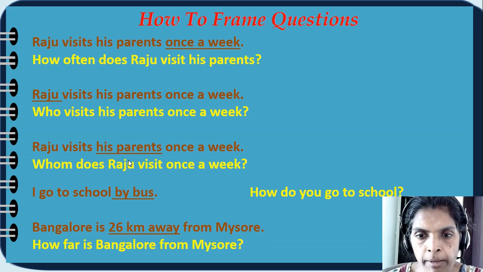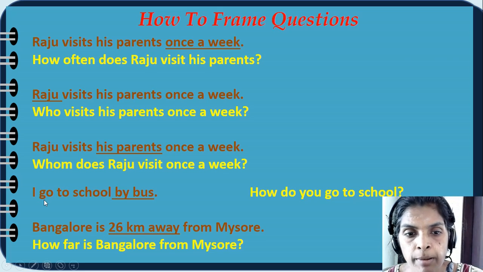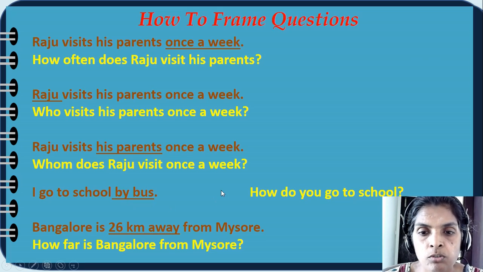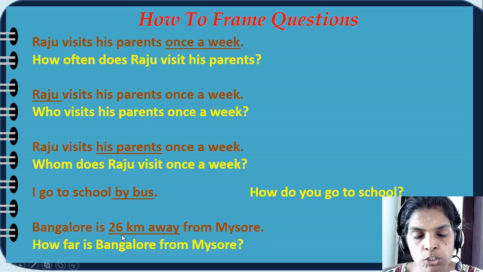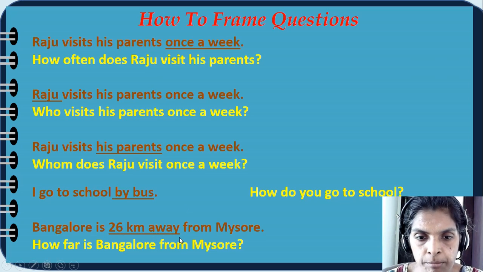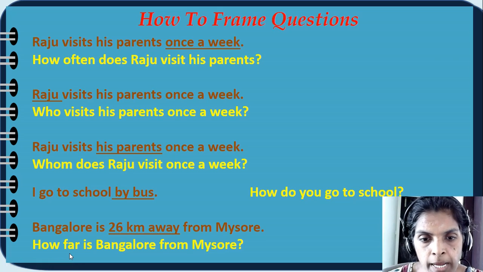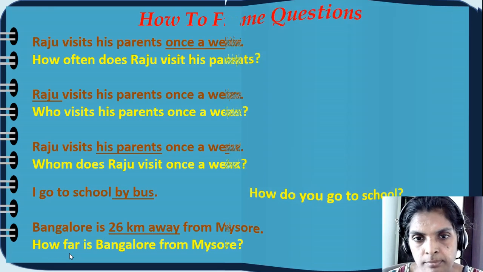I go to school by bus. So by bus. Again we saw in the previous example it was by train. So how do they commute? So how do you go to school? Bangalore is 26 kilometers away from Mysore. So here it is a distance, isn't it? It is distance. So you should ask how far. How far is Bangalore from Mysore?